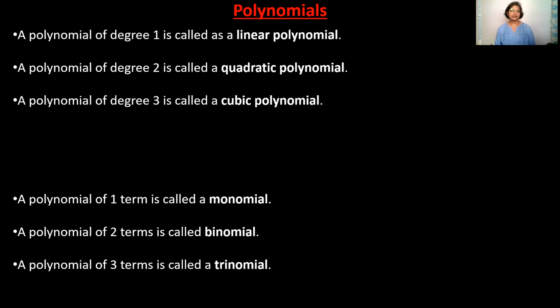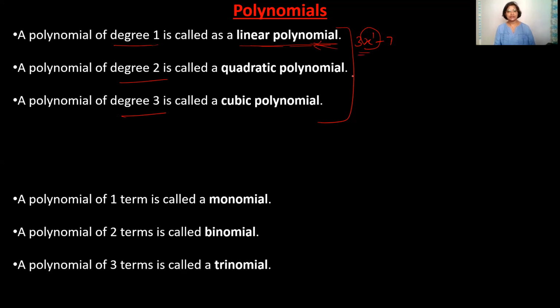Then here are some types of polynomials based on degrees. Degree 1, degree 2, degree 3. If any polynomial expression has degree 1, that polynomial expression will be a linear polynomial, like 3x minus 7. This has 1 power of x. It is 1. So this is a linear polynomial, right?